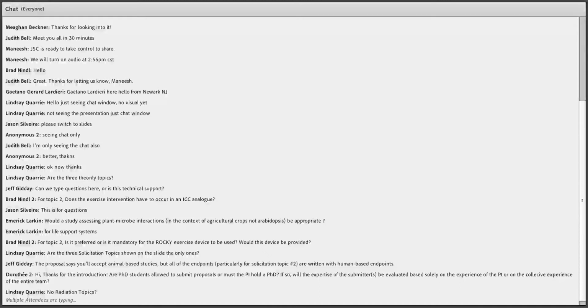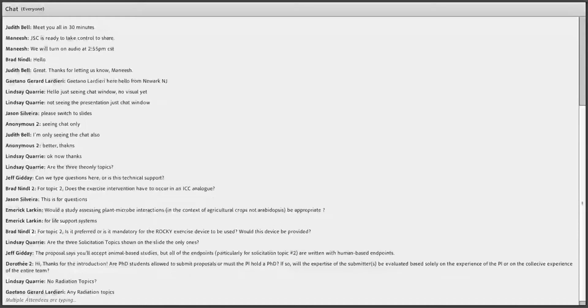I see a question from Dorothy that asks if PhD students are allowed to submit proposals or must the PI hold a PhD? We have no requirement for the degree that a person holds to be a principal investigator of our grant. So a student could absolutely write. No radiation topics, that is correct.